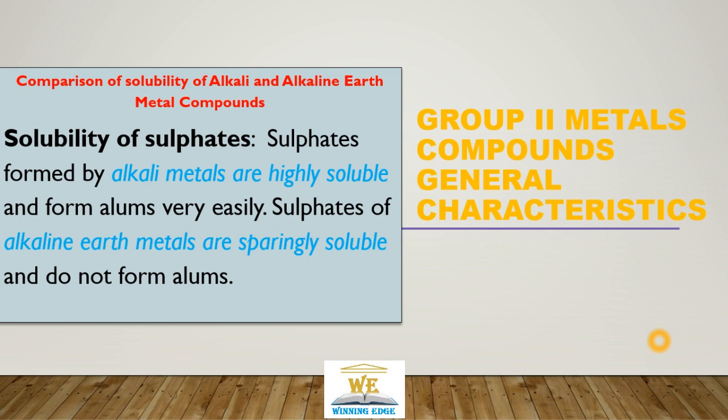Now let's briefly look at the comparison of solubility of alkali and alkaline earth metal compounds. First, sulfate solubilities. Alkali metal sulfates are highly soluble and they form alums very easily. Alkaline earth metal sulfates are sparingly soluble compared to alkali metals.